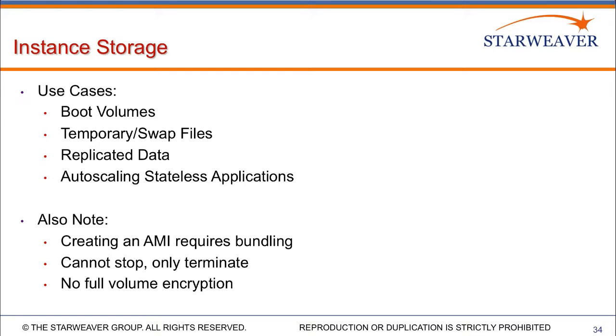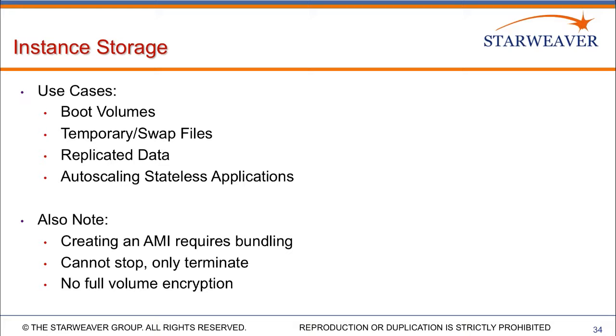Okay, so some use cases for instant storage: boot volumes. It's fine to use these as boot volumes. Just don't put any files on them that you have to retain long term. So if you're booting with a local instant storage, you probably want to have a second EBS volume attached as a secondary data volume. That's where you're storing your long-term data.